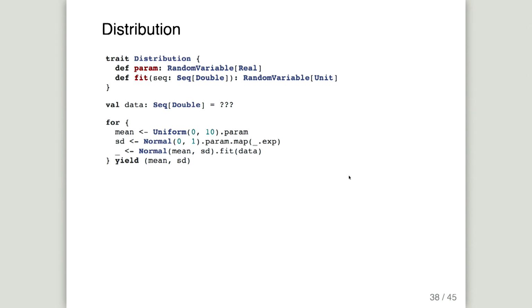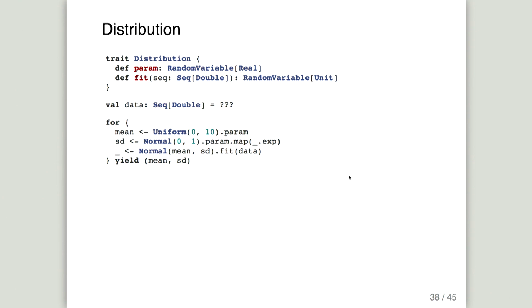And it can do two things. It can hand you a parameter that has that distribution as its prior, or you can fit it against some data. And so below is maybe the simplest possible full model, which is in a for notation, right?